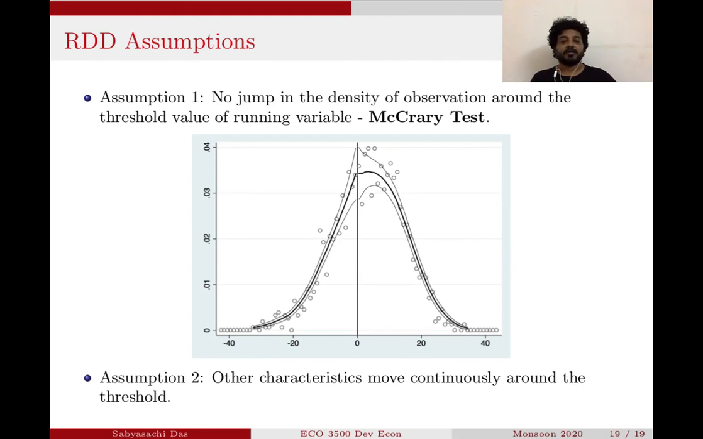One last slide. This also requires some assumptions in order to have a valid regression discontinuity design. What assumption does it require? It primarily requires two assumptions. The first is that there should not be any manipulation of this running variable.